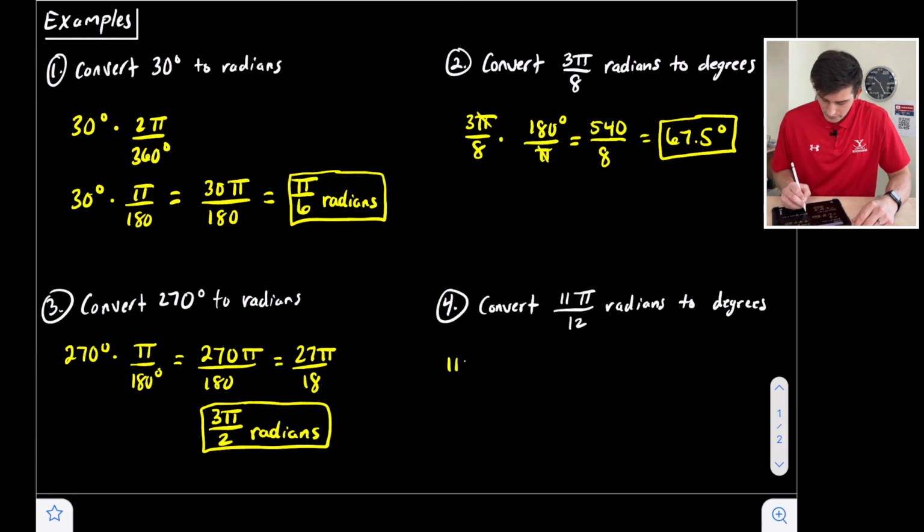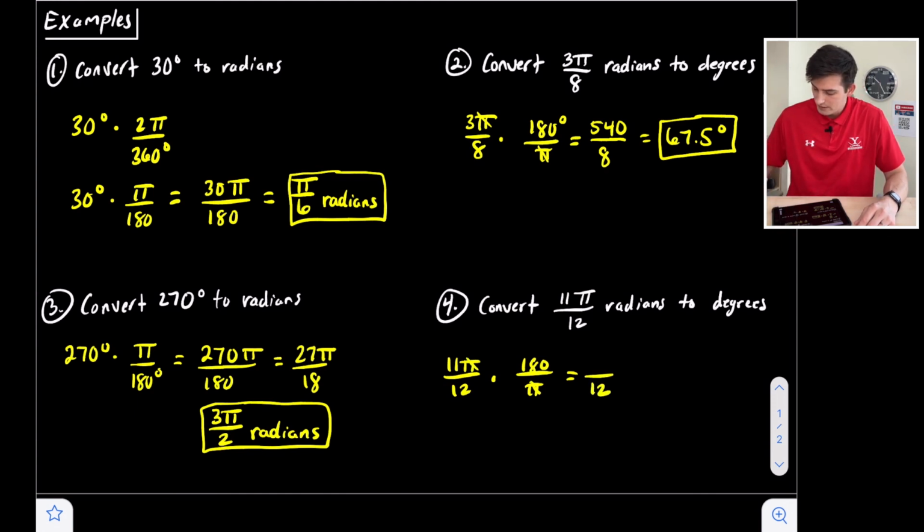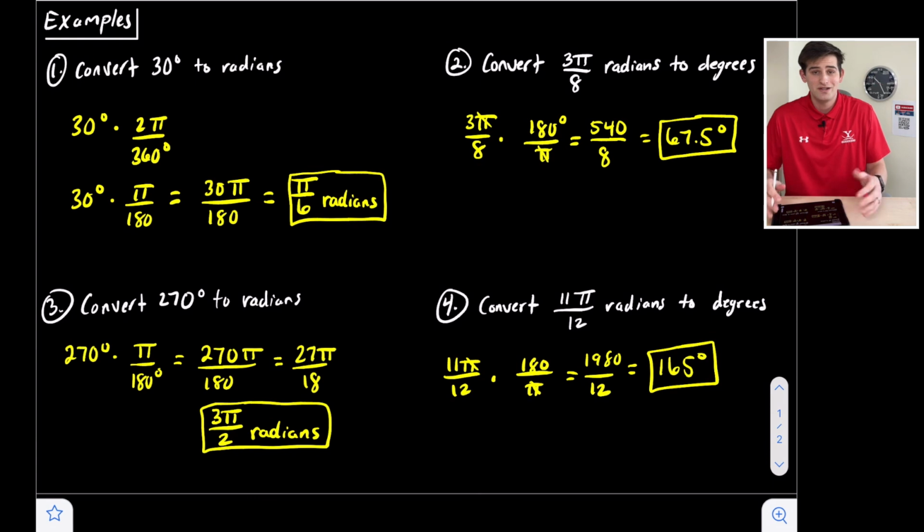And the last one, we're going to do 11 pi over 12, and we're going to convert that to degrees. So we're going to multiply that by 180 over pi. So once again, the pi is going to cancel. So we're left with 12 in the denominator, and we can do 11 times 180, and we get 1,980. And now we divide this by 12 to get a degree measure of 165 degrees. Okay, and that is how you convert between degrees and radians.